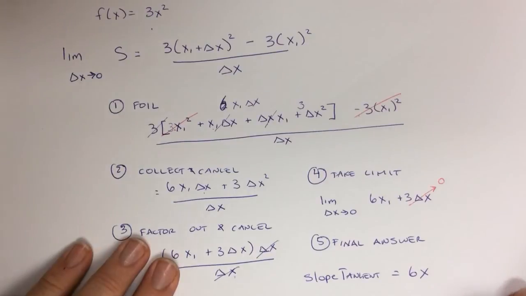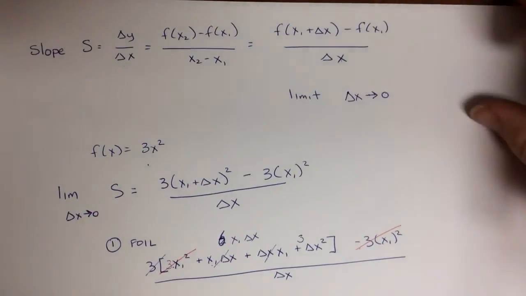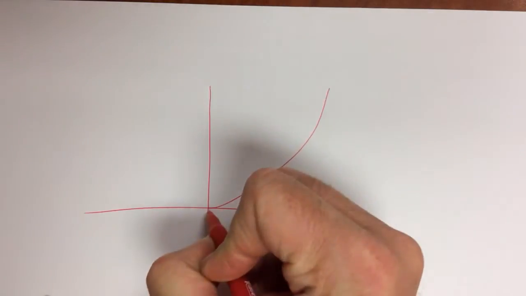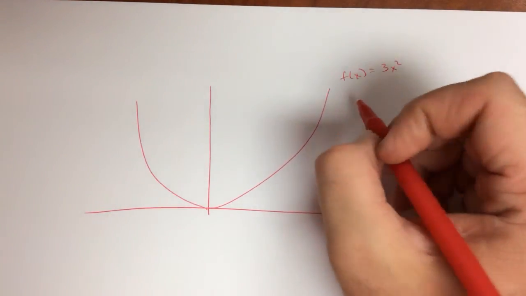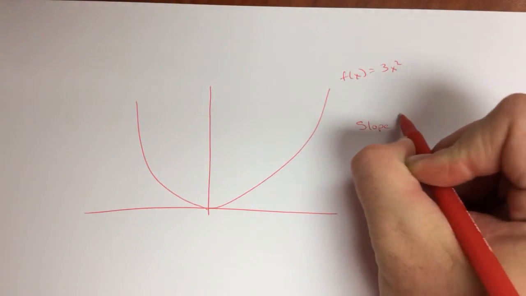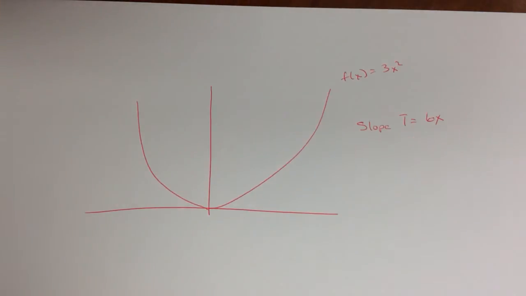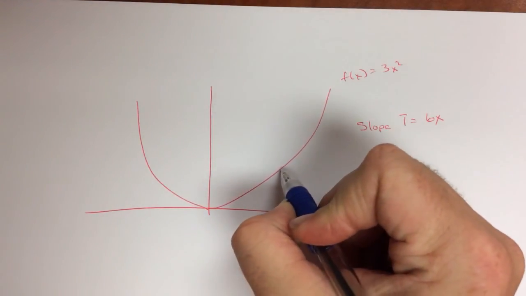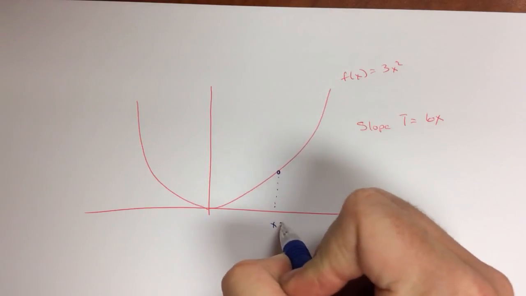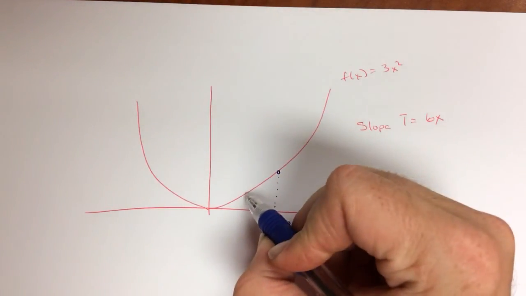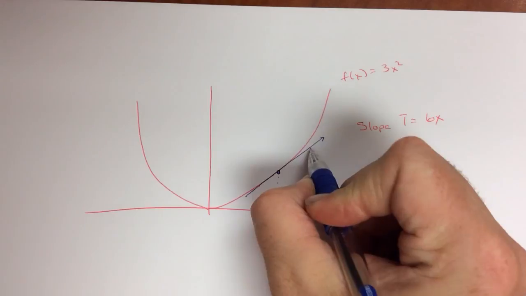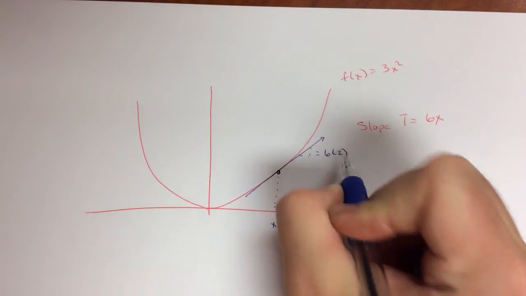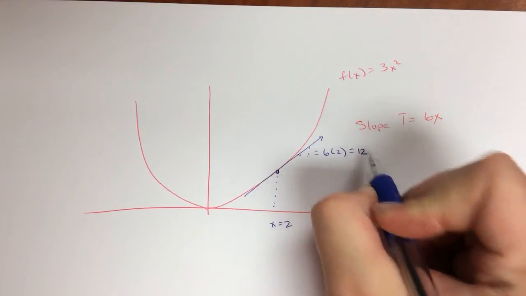And so what does that mean? Well, let's look at that briefly. All right, so let's go over here on a new piece of paper and draw out what this graph looks like. So this is f of x equal to 3x squared. And we said that the slope of the tangent is equal to 6x. So let's just choose a point. Let's choose the point where x equals 2. The tangent line touches the curve only once, and its slope is equal to 6 times 2, because x is 2, therefore this is 12.